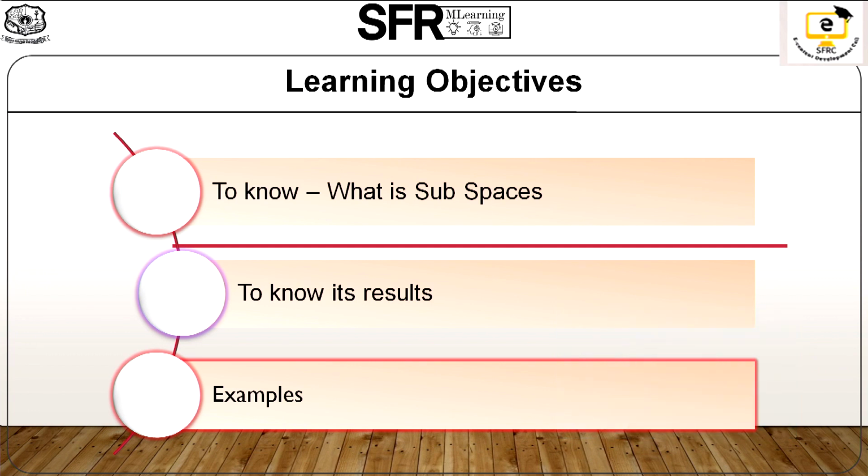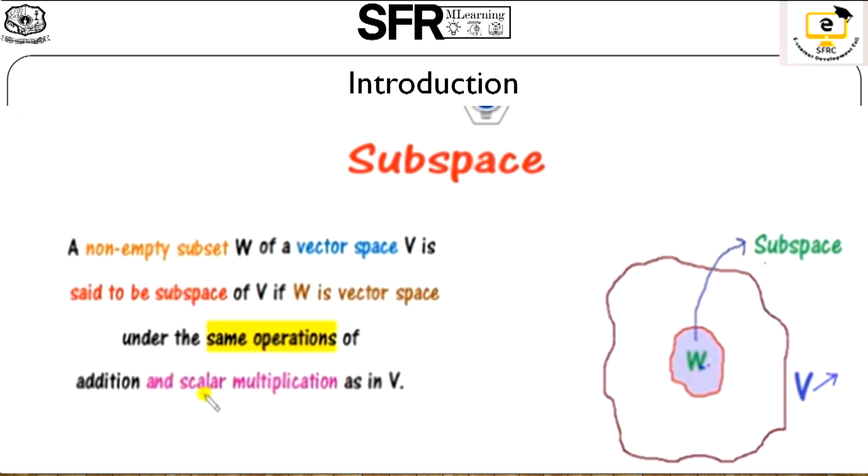I have to mention the introduction of subspaces. A subspace is nothing but a subset. The subset should be non-empty. A well-defined collection of objects is called a set. All sets must have subsets. Every set is a subset of itself, and the empty set is also a subset.